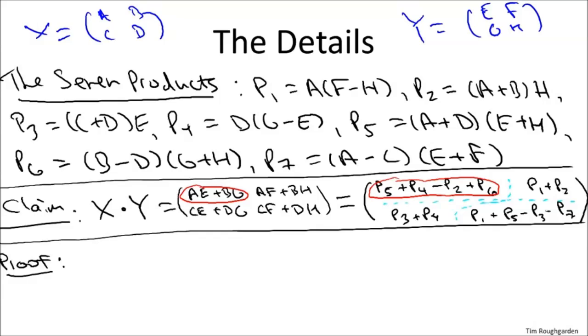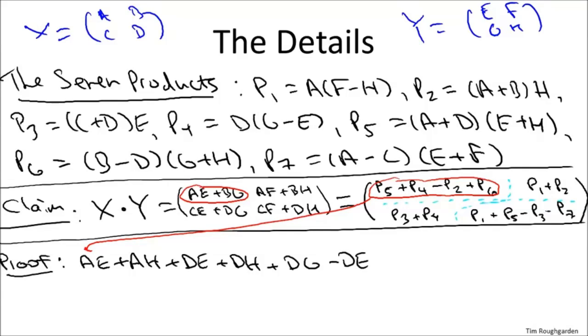What do we get? Well, from P5, we get AE plus AH plus DE plus DH. Then we add P4, so that's going to give us plus DG minus DE. Then we subtract P2, so that gives us minus AH minus BH. And then we add in P6. So that gives us BG plus BH minus DG minus DH.